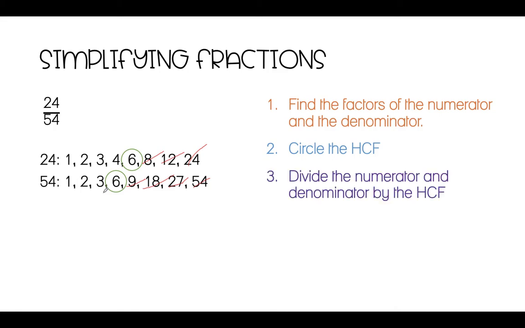Now we're going to divide the numerator and denominator by the highest common factor. So for 24 54ths, we divide the numerator by 6, and we divide the denominator by 6 as well. And so what we end up with is 24 divided by 6 gives us 4, and 54 divided by 6 gives us 9.